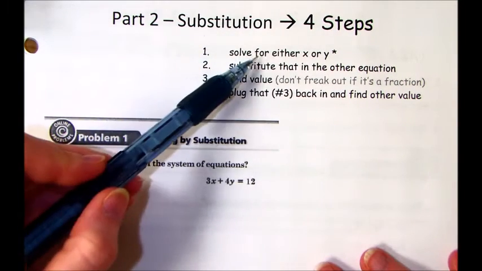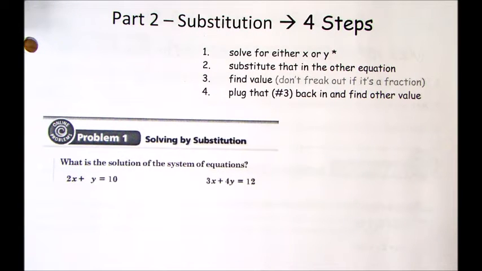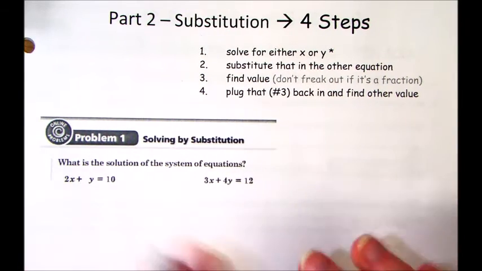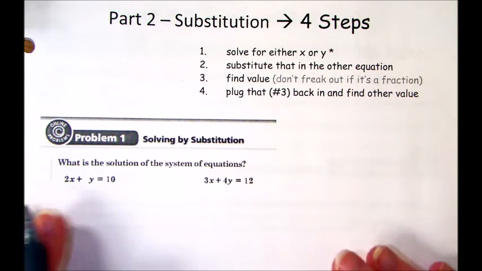Here are your steps. Solve for either x or y. P.S. Please pick the one that looks easiest. Substitute that into the other equation. Find the value, whether it's x or y, and it's fine if it's a fraction, just use your calculator. And plug that answer back into either of the equations and find the other value. Now that's a lot of steps, but how about we actually solve one?